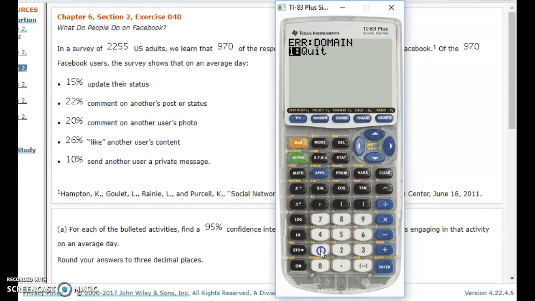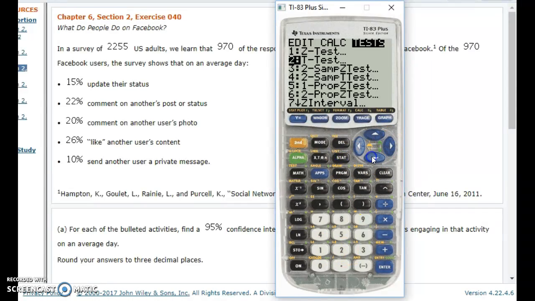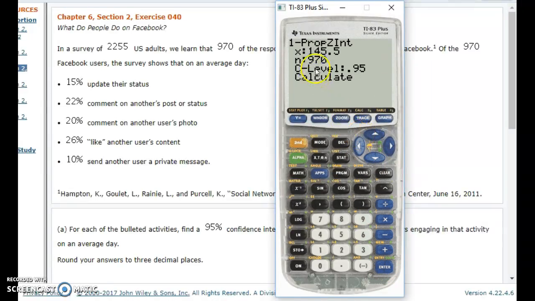Calculate. Alright, so let me come back. Pull that back up. So I'm going to round that to 146. Calculate, and here is my proportion. I knew it was not going to be exactly 15%, but here is my confidence interval right here.